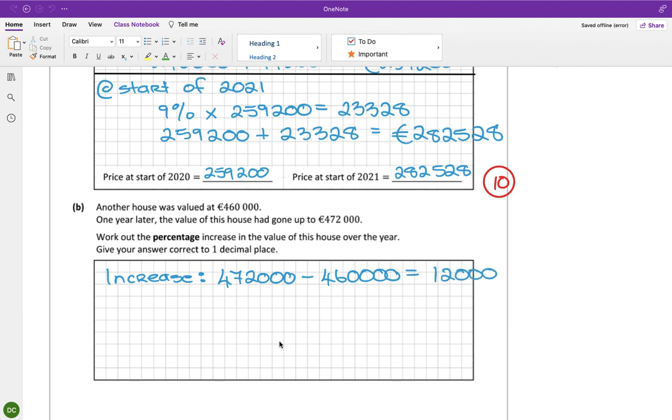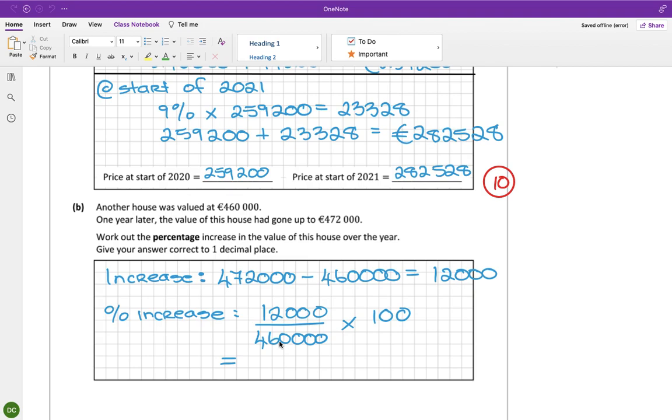And then to get the percentage increase, every percentage starts life as a fraction. So we start with a fraction, which is 12,000 over the original price of the house, which was 460,000, and then to turn that into a percentage, we just multiply by 100. So, 12,000 divided by 460,000 multiplied by 100.